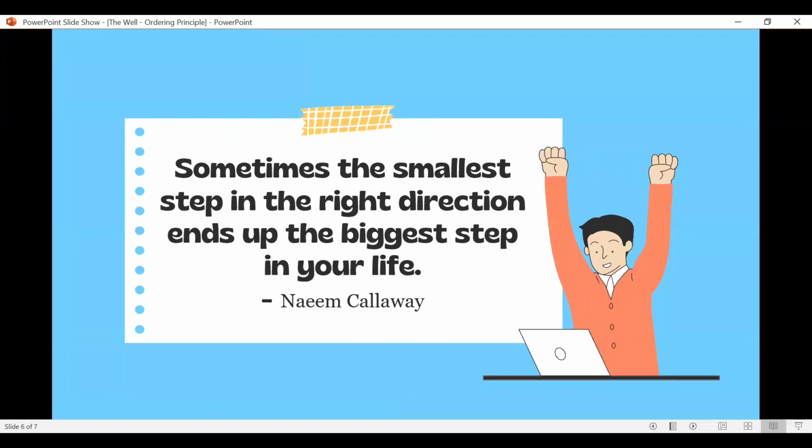Before I end, I would like to share this quote: sometimes the smallest step in the right direction ends up the biggest step in your life. So those least elements in a given set are very important. We need to know that because they are part of our study, and the least element is very important, especially in mathematical induction. The same with this quote, every smallest step that we take sometimes ends up having the biggest effect in our life. And that's all for today.